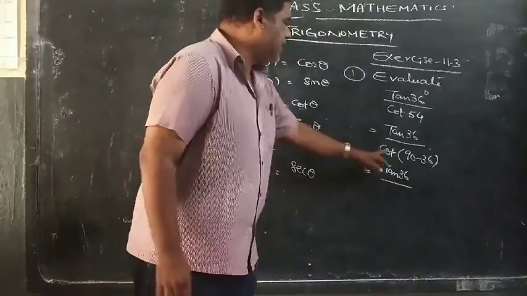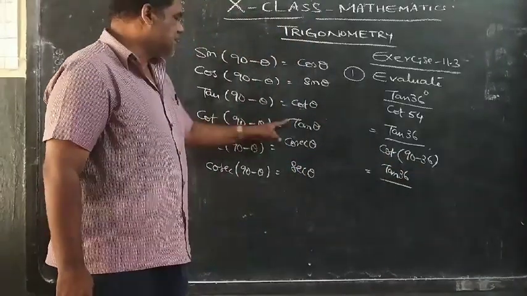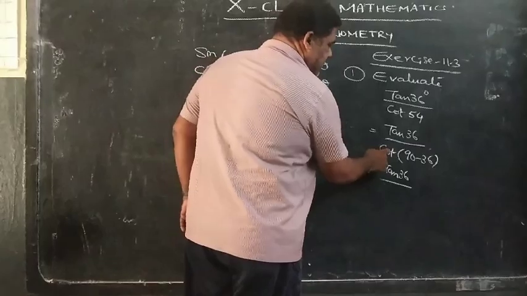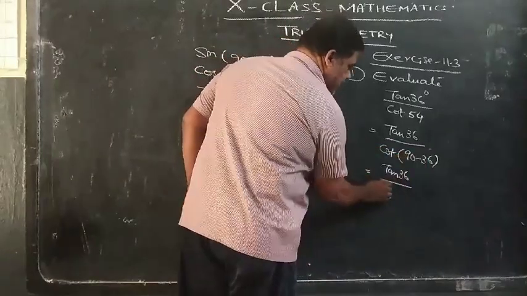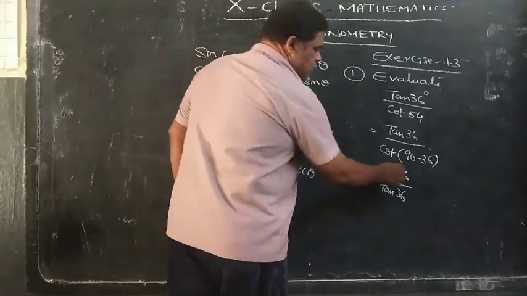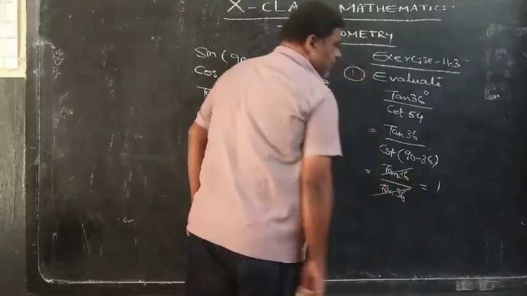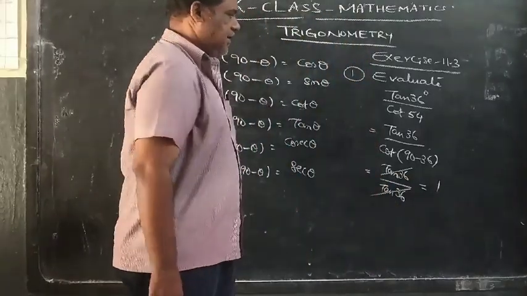Now the denominator is in the form of cot(90 minus theta). Cot(90 minus theta) is tan theta. So it is tan theta, that is tan 36 degrees. So numerator is tan 36, denominator is tan 36. It will get cancelled, we will get the answer 1.